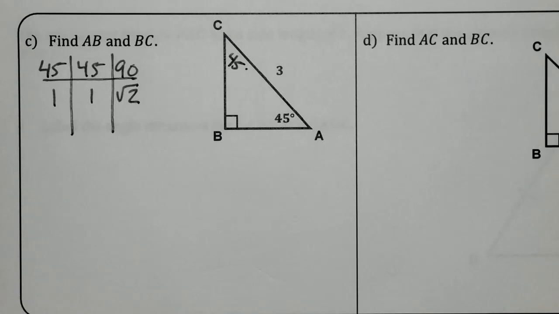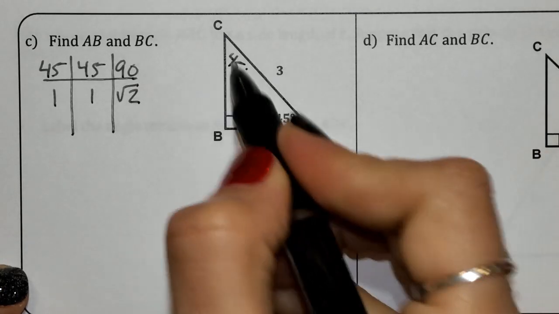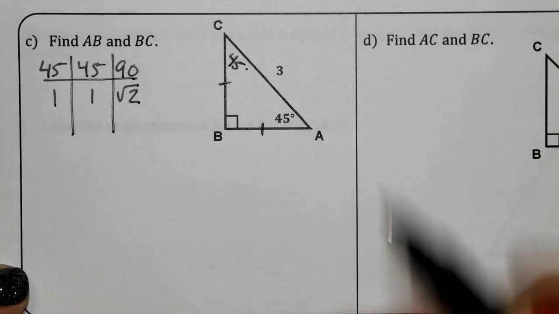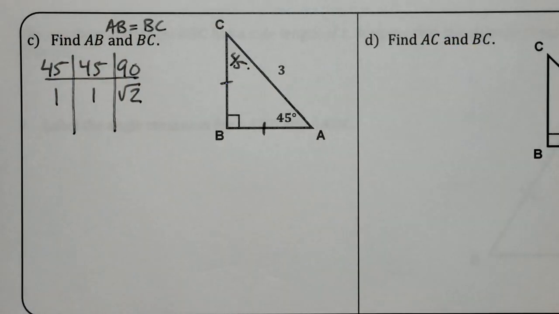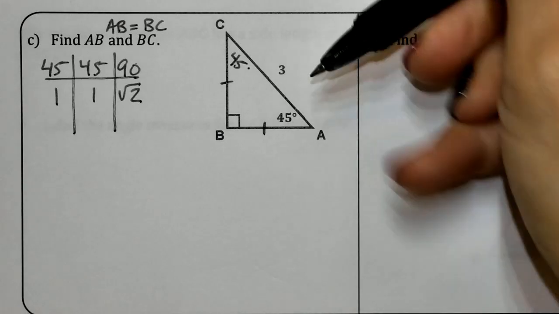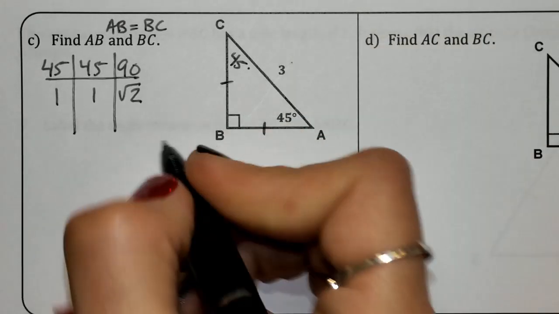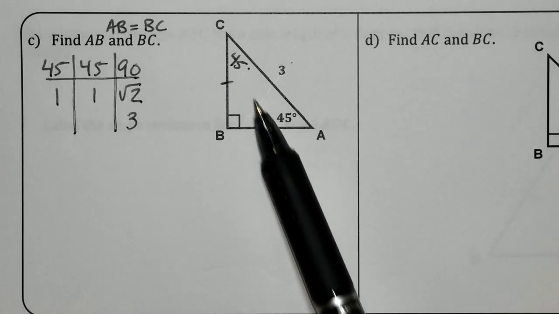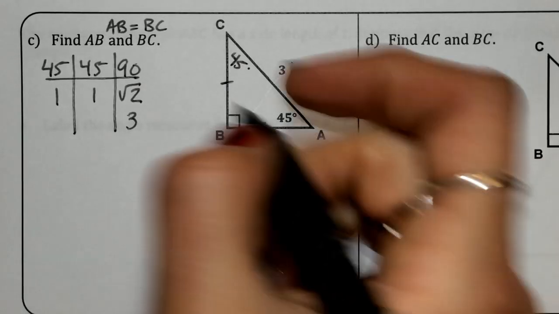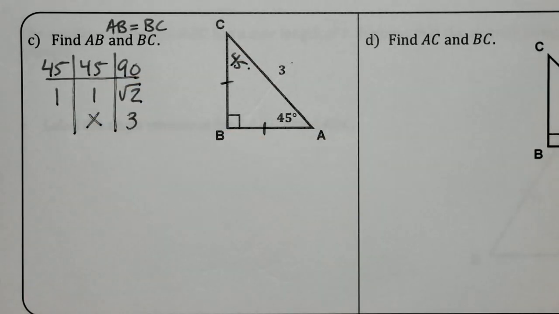All right, our next problem here, we're going to be looking for AB and BC. We're going to notice AB and BC are the legs. So AB is the same as BC. So we only have to find 1. So what do we have? What do we need? What we have is 3. It is across from the 90. It goes in the 90 column. What do we need? The legs. And they're both across from the 45, so we can just place our X in that middle column like I mentioned earlier. Now we can set up our proportions.